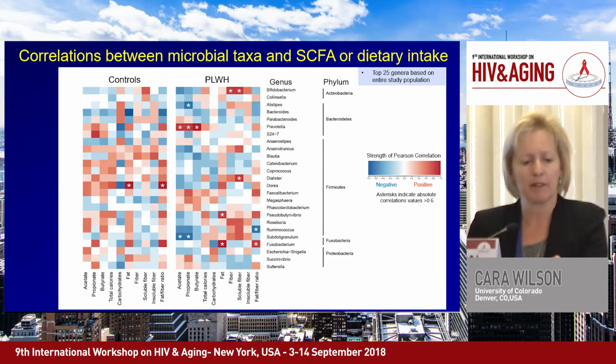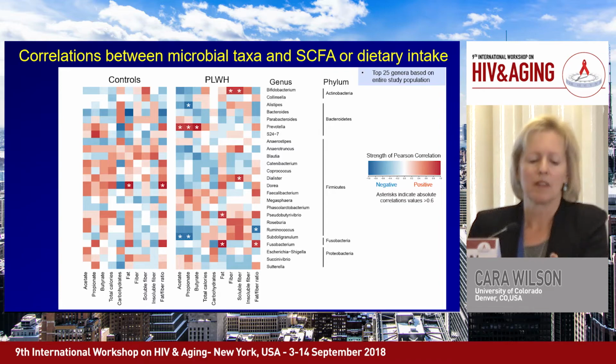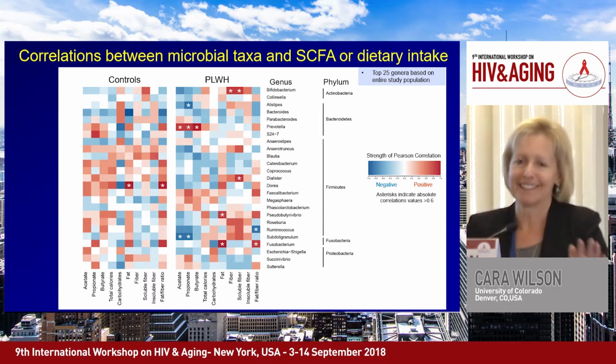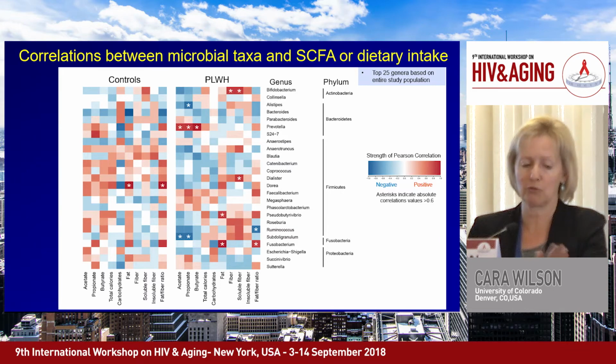Lastly, we looked at correlations between the short-chain fatty acids in the stool, dietary features, and the microbiome. And again, just eyeballing this from where you're sitting, you can see that there are very different patterns in the uninfected control group and in people living with HIV infection. Again, this suggests that the relationships between what you're eating, the amount of short-chain fatty acids in your stool, and the microbiome differ depending on whether you have HIV infection.